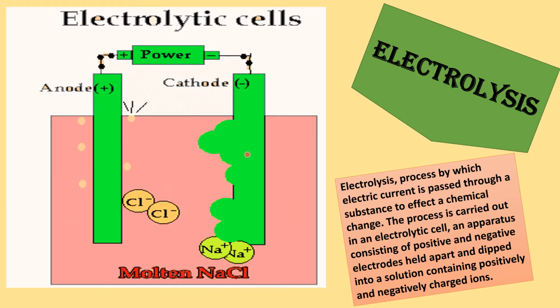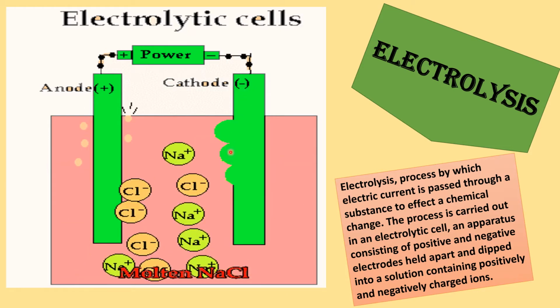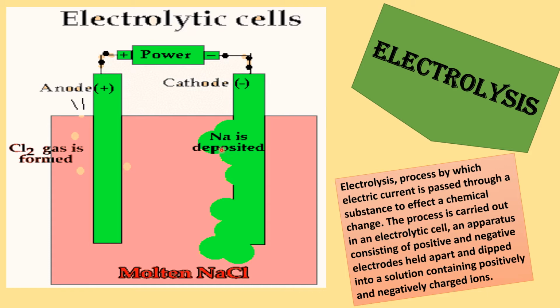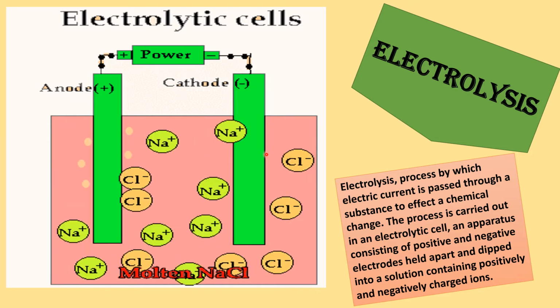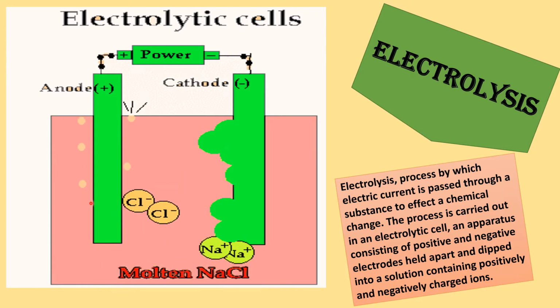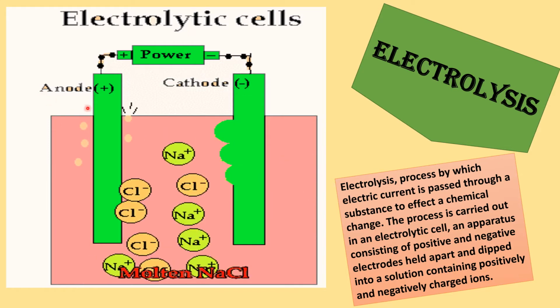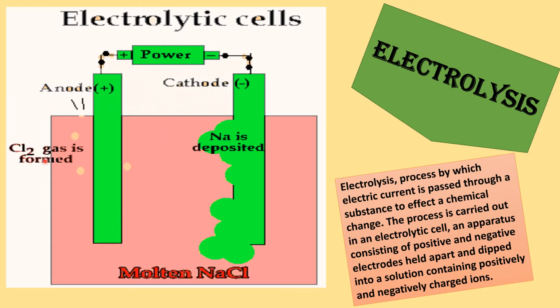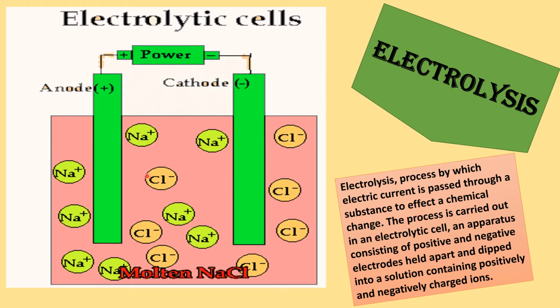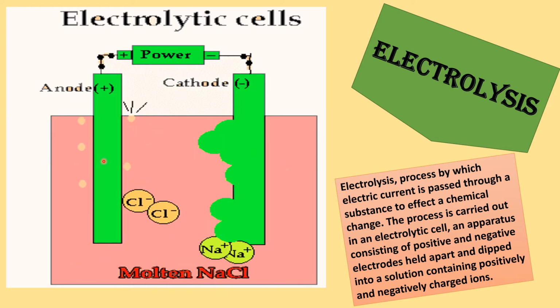And in cathode, sodium ion will be neutralized by taking one electron each, and Na is deposited in cathode. That means sodium is deposited in cathode. And in anode, chlorine gas is formed. How? Because Cl minus ion will give their extra electron to anode and two Cl atoms will form one molecule of Cl2. That means chlorine gas is formed at anode.